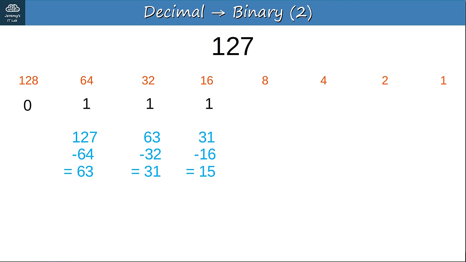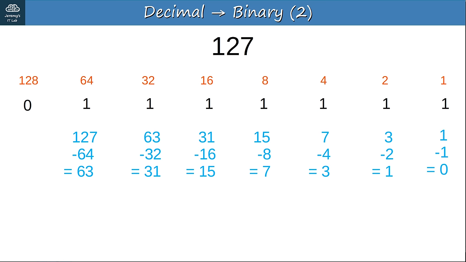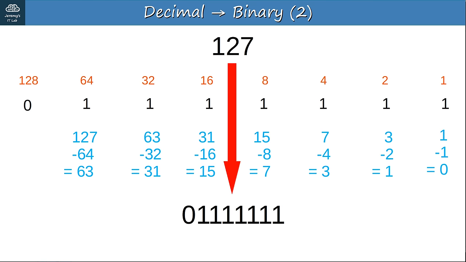Next, subtract 16 from 31, 15 remains, and write a 1 under 16. Subtract 8 from 15, and write a 1 under 8. You're left with 7, so subtract 4 from 7. You get 3, and write a 1 under 4. Subtract 2 from 3, and write a 1 under 2. Finally, subtract 1 from 1, and you're left with 0. There's our answer. Decimal 127 in binary is 01111111.